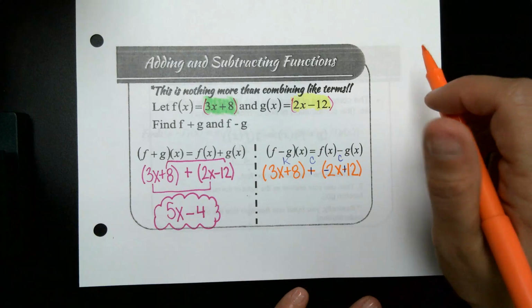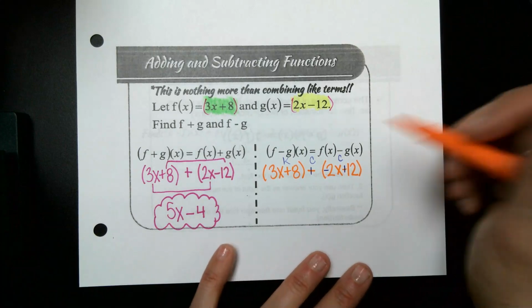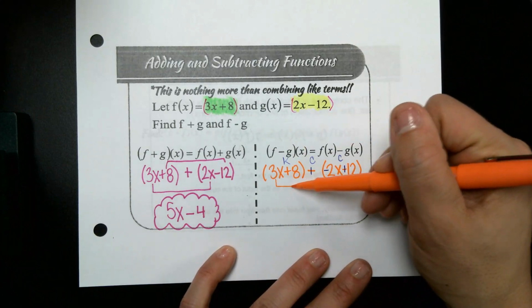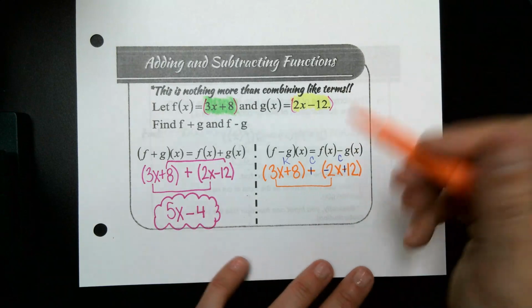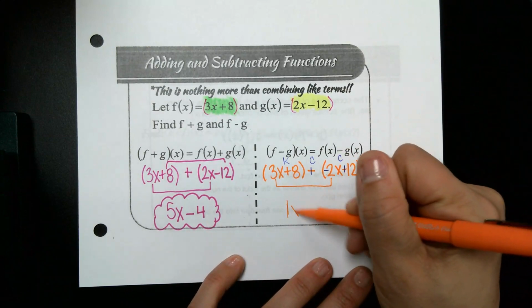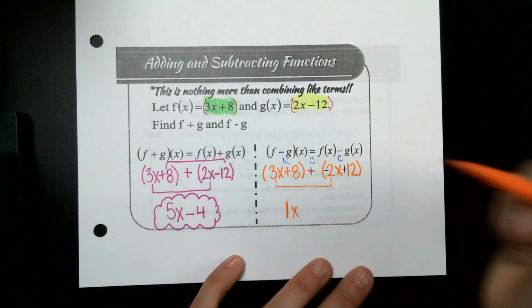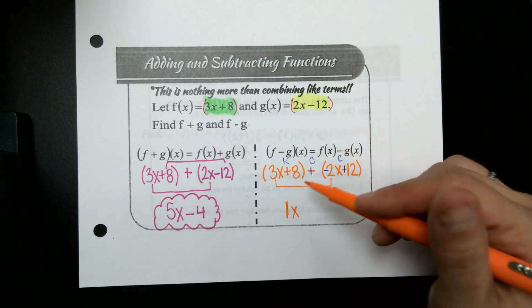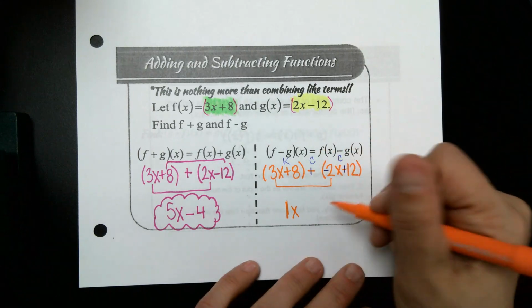And now we just combine like terms. We are going to take 3x plus negative 2x, which is 1x. And then you're going to take the 8 plus 12, which is 20.